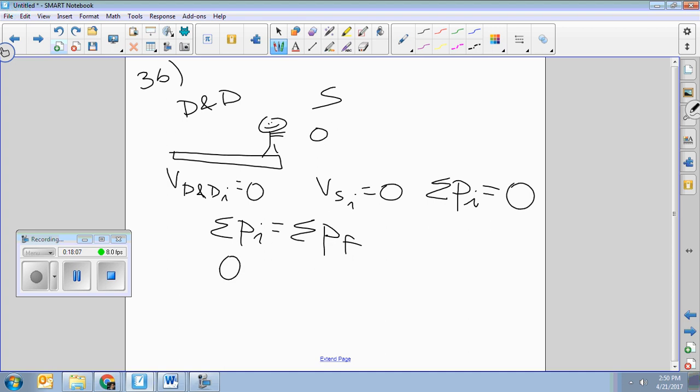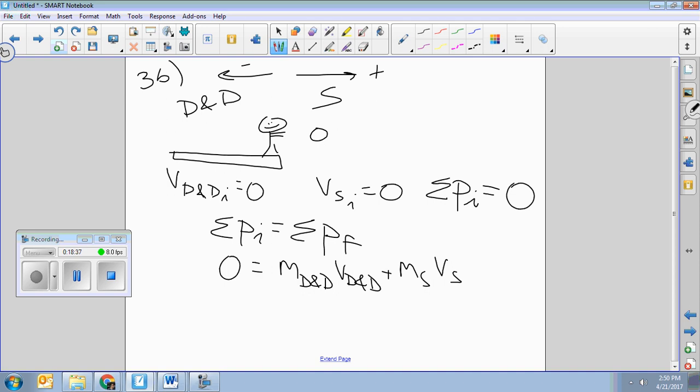So 0 has got to equal the mass of the dude and the disc times the velocity of the dude and the disc, plus the mass of the stone times the velocity of the stone, right? And something here needs to be negative. So I'm going to assume positive, negative. Cool?